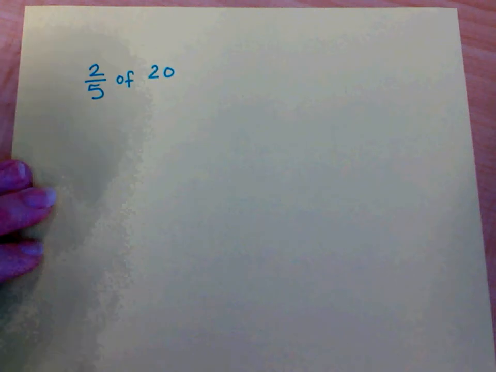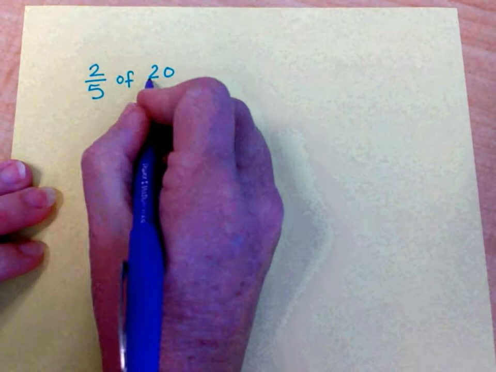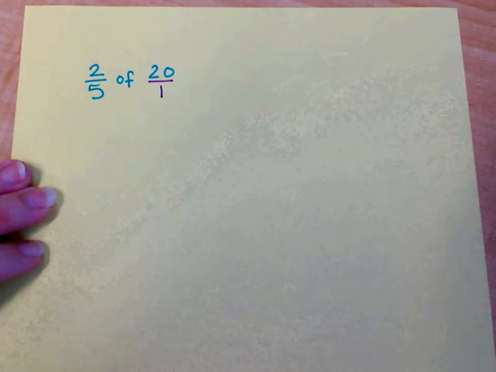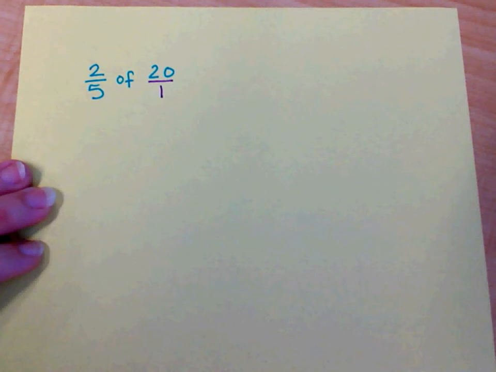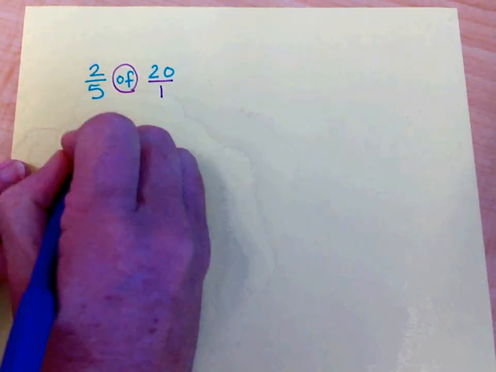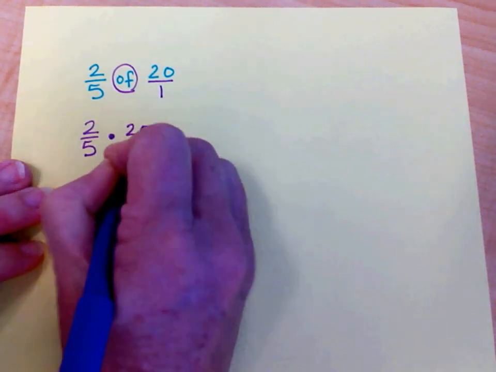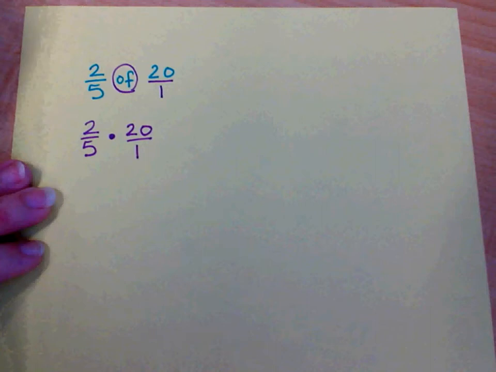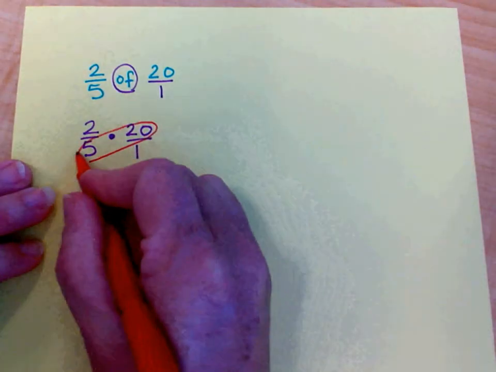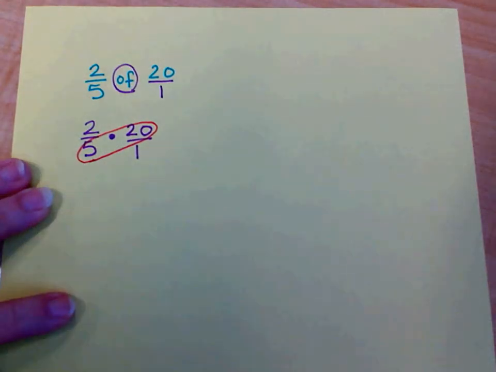20. If I have a whole number, I want to turn it into a fraction, so we will stick a 1 underneath it because the foundation of every number is 1. Now, if this is a multiplication process, because that's what the word "of" means, I have 2/5 multiplied by 20 over 1. I notice that 5 can go into 20. This is where we're going to reduce before we multiply.